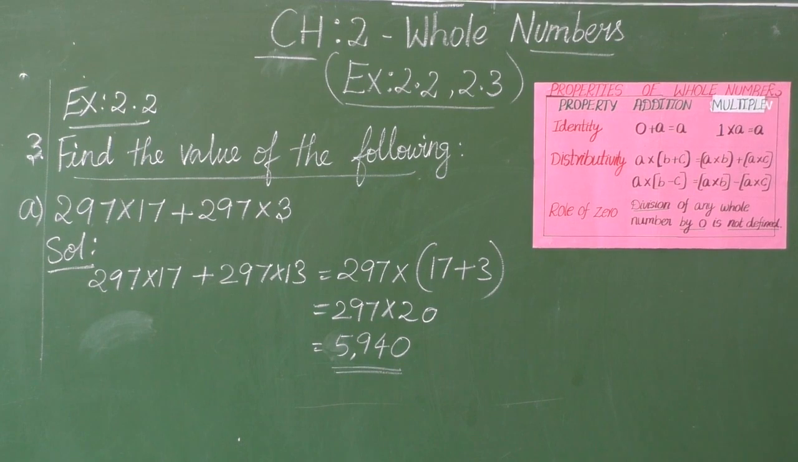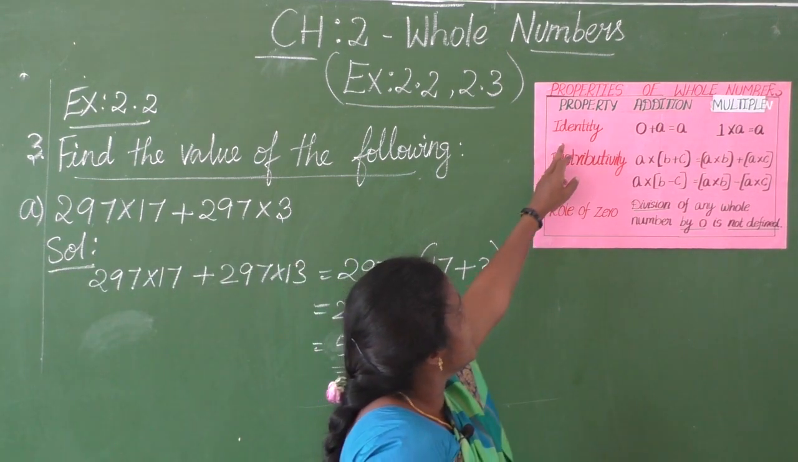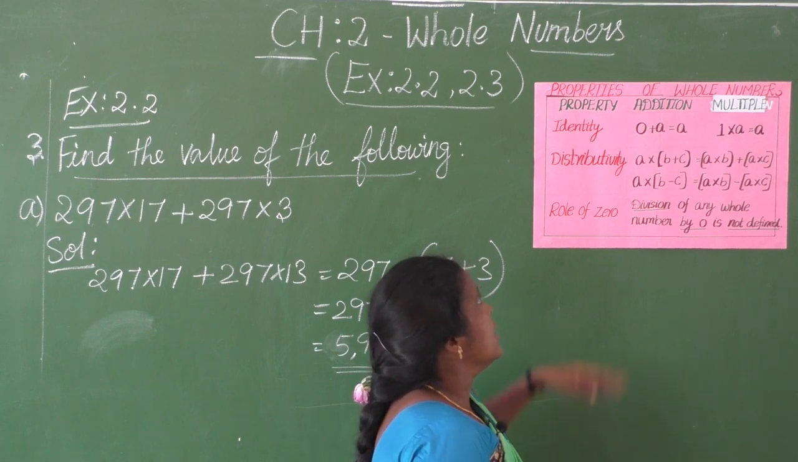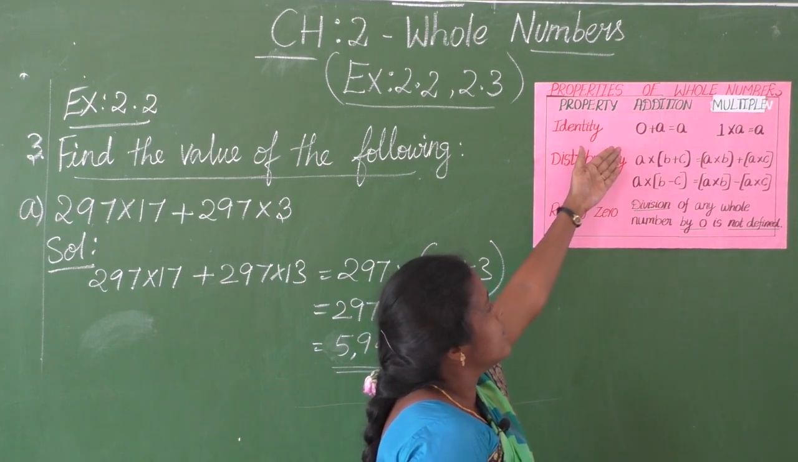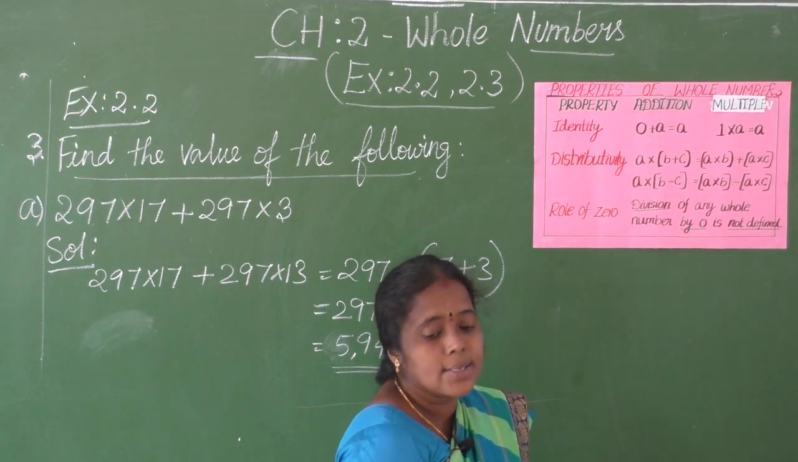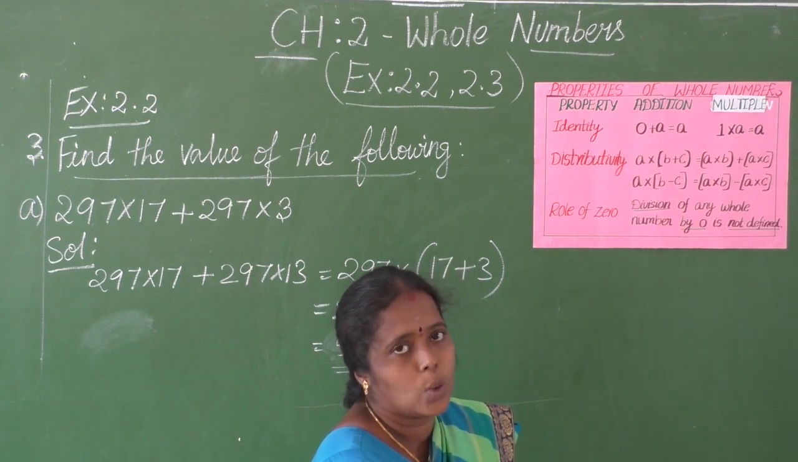First property is identity. What is that identity? 0 is called additive identity for whole numbers. For any whole number A, 0 plus A equal to A plus 0 equal to A. This is additive identity for whole numbers.